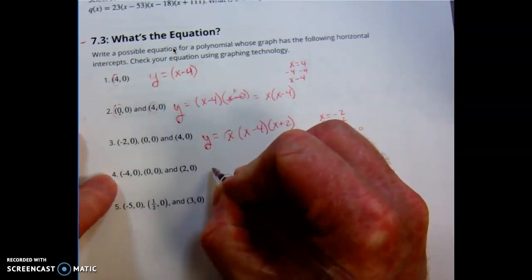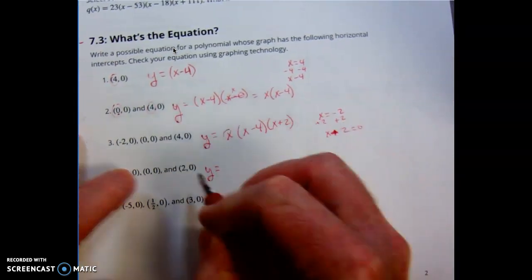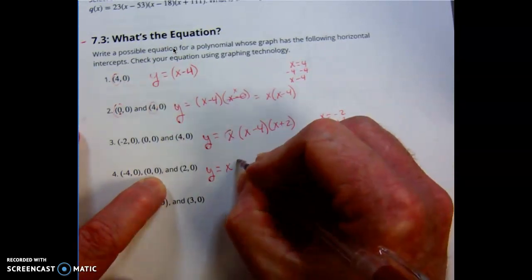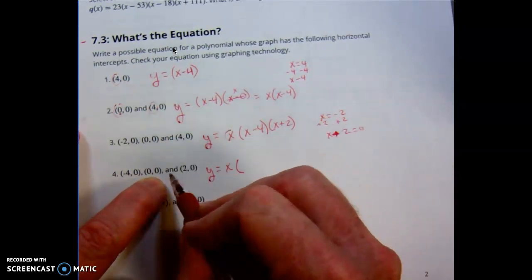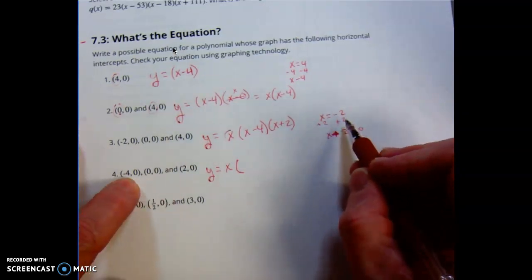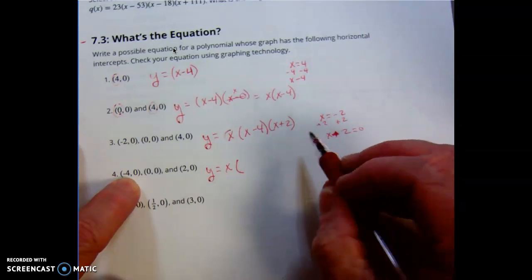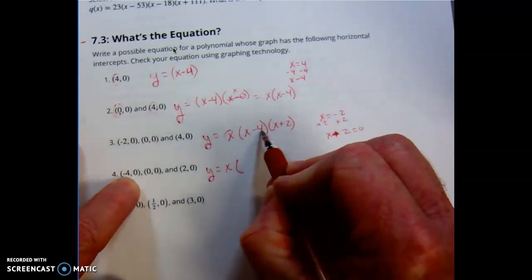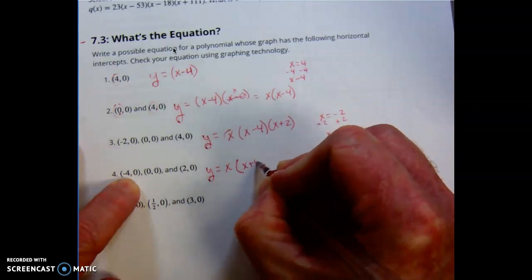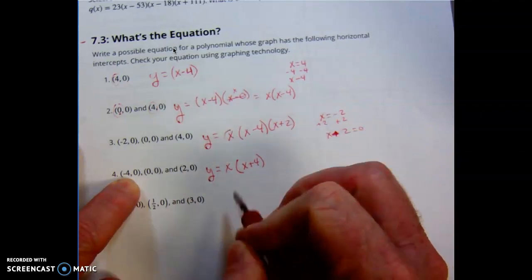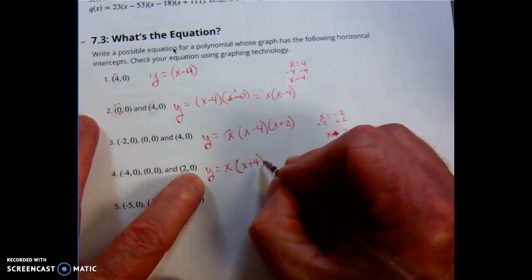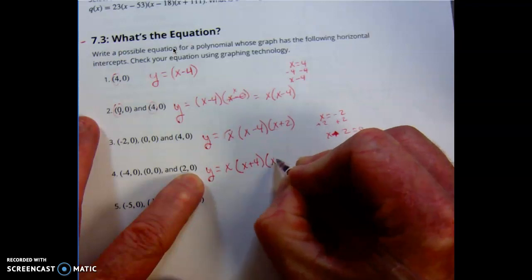Okay, so I know y equals, I know that 0, 0 is going to give me an x. Now, this time, maybe I don't have to work this out like I did up here every time. If I have negative 4, 0, well, if 4, 0 gave me x minus 4, then negative 4, 0 must give me x plus 4. And if negative 2, 0 gave me x plus 2, I bet 2, 0 is going to give me x minus 2.